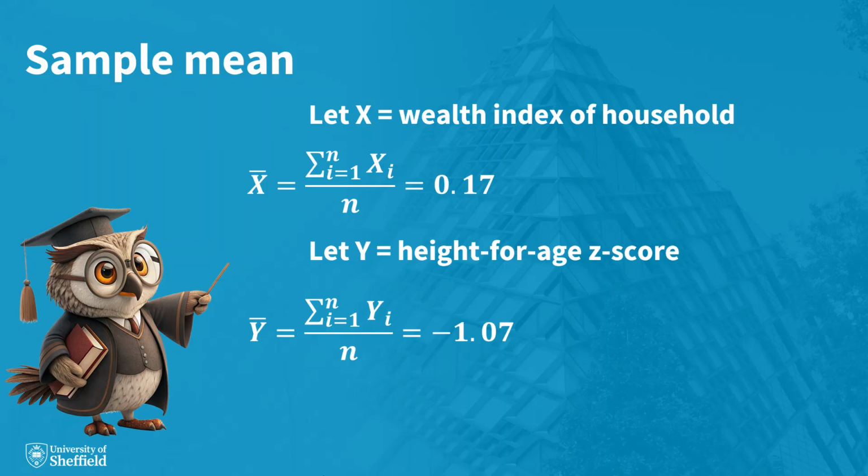What you see here is just the mathematical formula for the mean, where the sigma tells us to find the sum or the total. We've already worked these out from our data. The sample mean of the wealth index is 0.17, and the sample mean of the height for age Z-score is minus 1.07. The next thing we're going to do is calculate how far away each of our children are from the sample mean by subtracting the sample mean from each child's individual value.